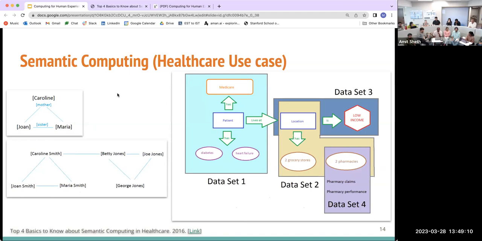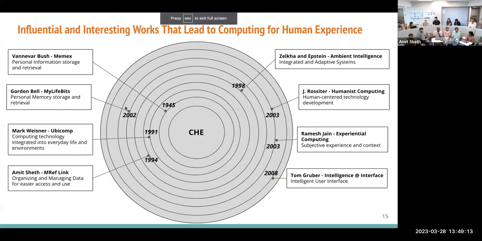So, can you go back to slide number 15? The article published in 1945, and the article published in 1994 about the MREF link. In 1945, Bush talks about information retrieval, for example, different data sets linked together and then indexing the data, so information retrieval can be better, and those kinds of things, like relationships between the data sets.